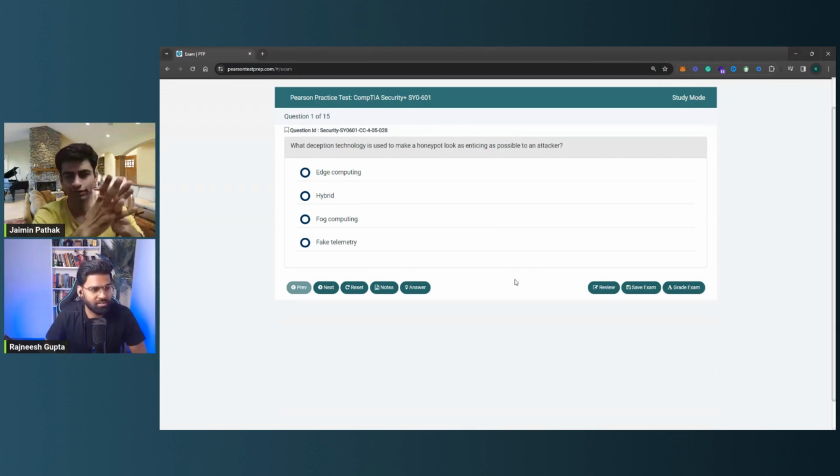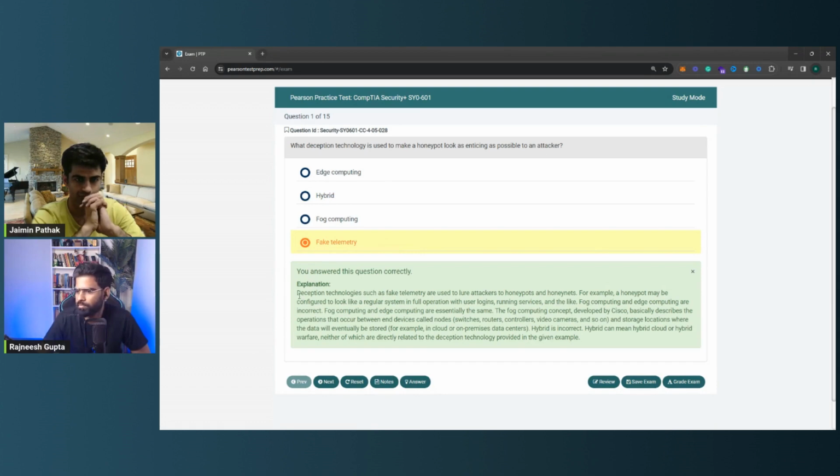I mean, no. Fake telemetry, I will definitely go with that option. Yeah, because fake telemetry is related to that. Edge computing and hybrid is related to the real world network, right? Genuine network, I would say. Yes, perfect. That's the right answer. So, those who are not familiar, deception or honeypot is a technology where you create a real-looking environment, like a regular environment, to make a trap for the hacker, so that the real attacker can be detected.